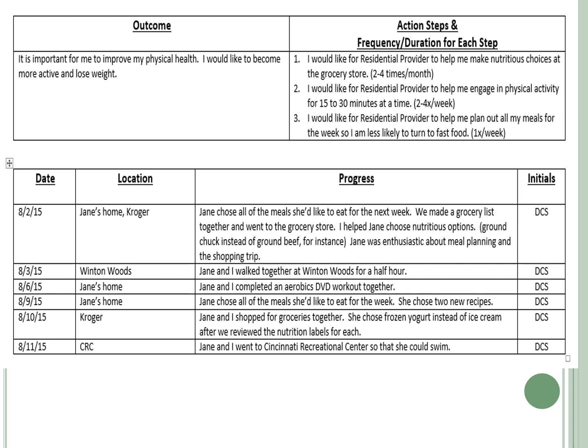And then if you see on 8.3, they actually worked on action step 2 together by going to Winton Woods to exercise. So the staff will want to work on each of those action steps, document how the person's doing with the action steps, and make sure that they work on the action steps at the frequency listed in the My Plan.